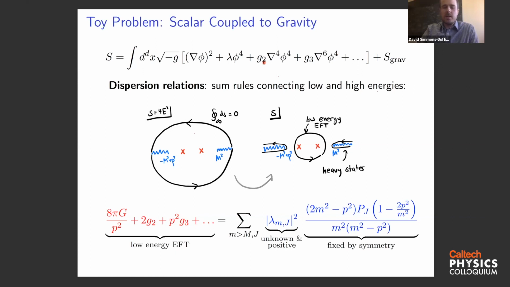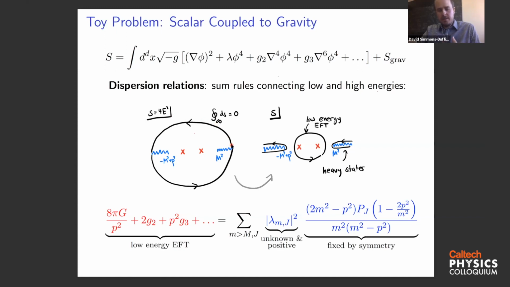So here I've sketched a little derivation of a dispersion relation. The idea is to look at the scattering amplitude in the theory and use some kind of bound on the high energy behavior of the scattering amplitude. So here, these are plots in the S plane. S is the energy squared.